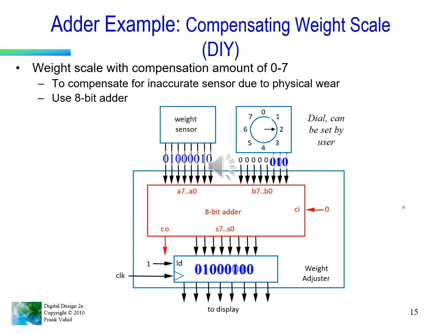Here we have another example of a weight scale with compensation of an amount from 0 to 7. For the compensation of an inaccurate sensor due to physical wear, we use an 8-bit adder. We have a weight sensor and a dial adjuster. The dial adjuster can be set to any value by the user, and we can add that to the input weight, and the output is displayed on the LEDs.